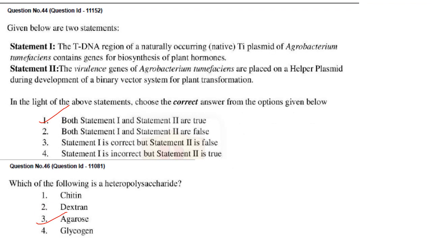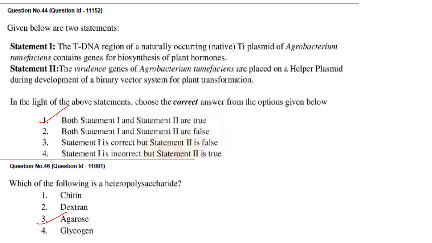Then next one. Given below are two statements. Statement 1. The T-DNA regions of a naturally occurring Ti plasmid of Agrobacterium tumefaciens contain genes for biosynthesis of plant hormones. Statement 2. The virulence genes of Agrobacterium tumefaciens are placed on a helper plasmid during development of a binary vector system for plant transformation. In the light of the above statements, choose the correct answer from the options given below. Both statement 1 and statement 2 are true. Both the statements are correct. So the answer here is option 1.